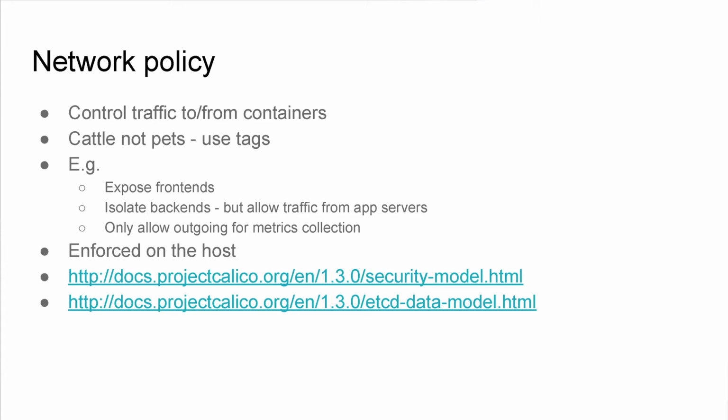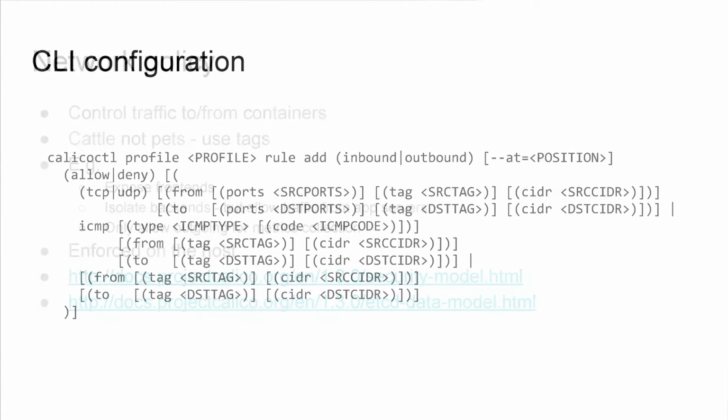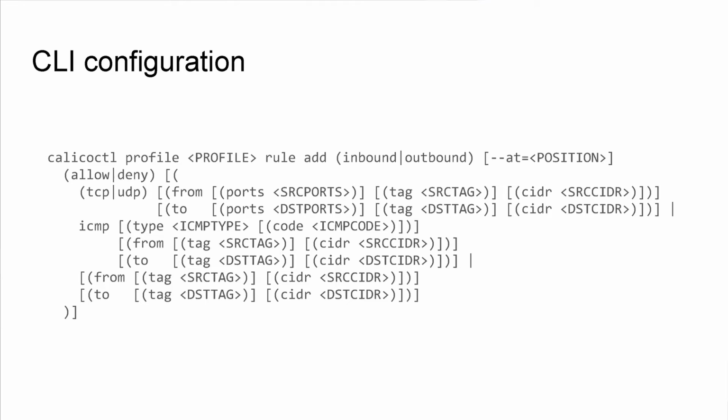We use etcd for storing all of this policy information, and the data model in etcd is stable. So if you're writing your own orchestrator, integrating, say, Calico with Rocket, creating a new orchestrator, you can write directly into that etcd data model. But for this demo and for more typical day-to-day use, we have a command line tool as well, Calico Cuttle, and there are some examples of the types of rules that you can set.